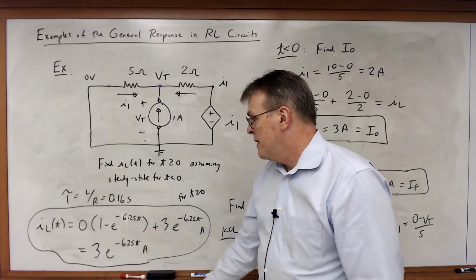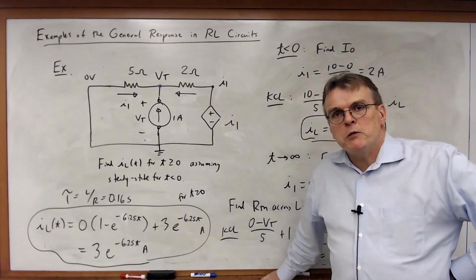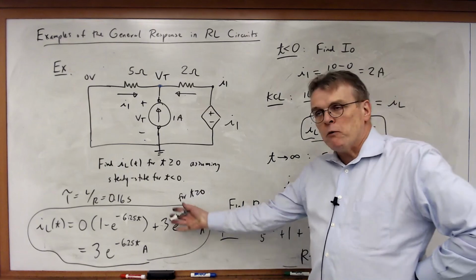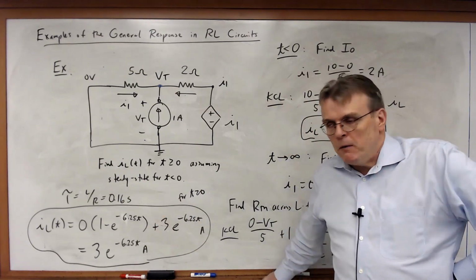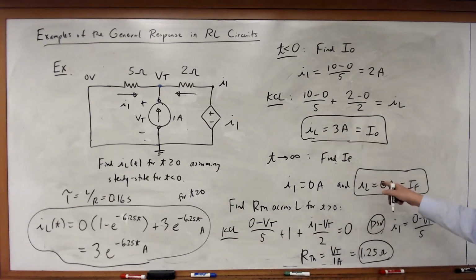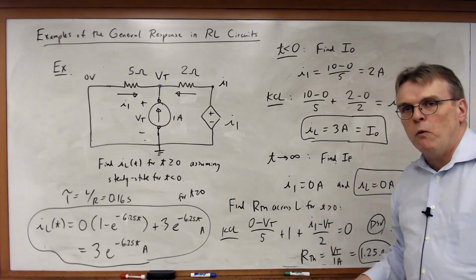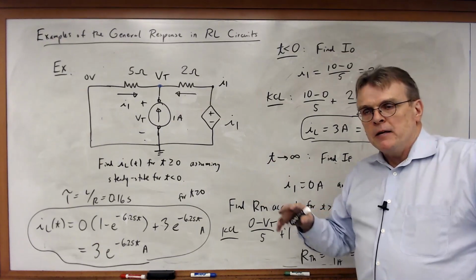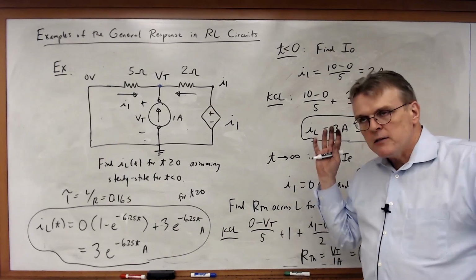Now notice, the final condition was equal to 0. This was a natural response problem. I didn't even think about whether it was natural or forced response. As it turns out, since the final condition was equal to 0, it must be natural response, but I learned that after the fact, when I went through and did the calculations. So as I mentioned before, don't worry beforehand whether a problem is a natural or forced response or just a general response. It doesn't matter.